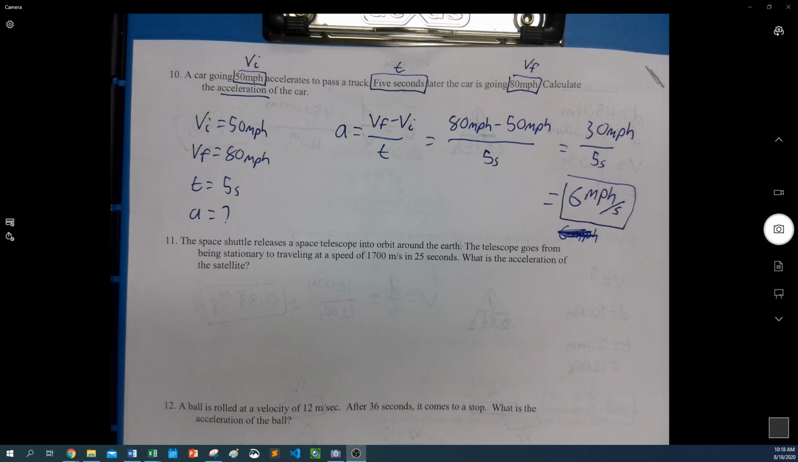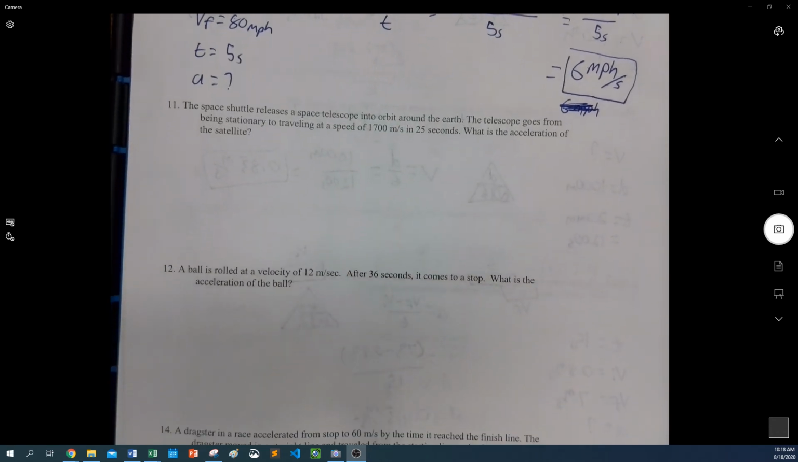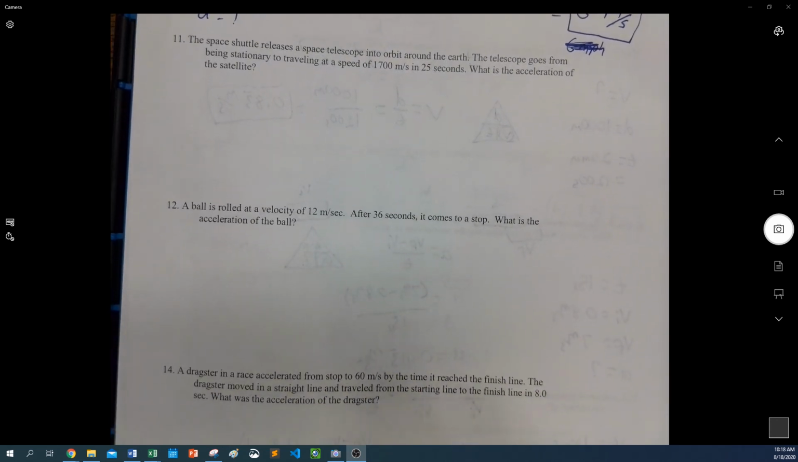Work on the next 3 problems. When you're done, I'll come check them.